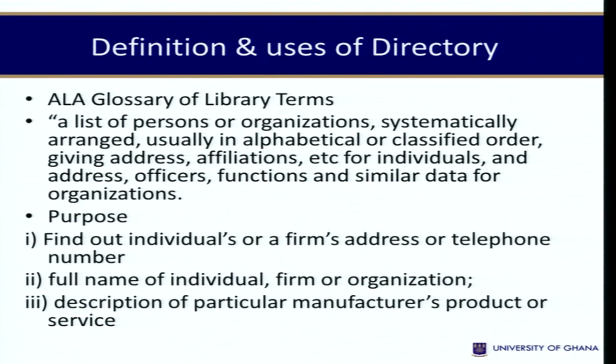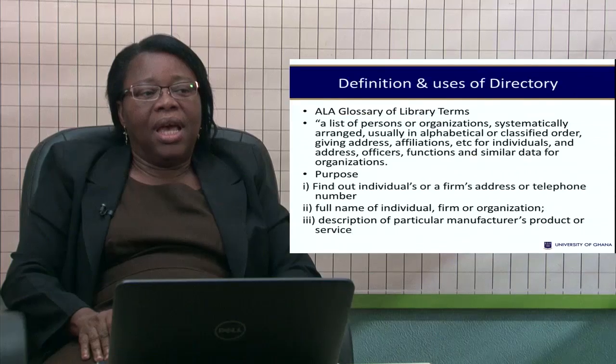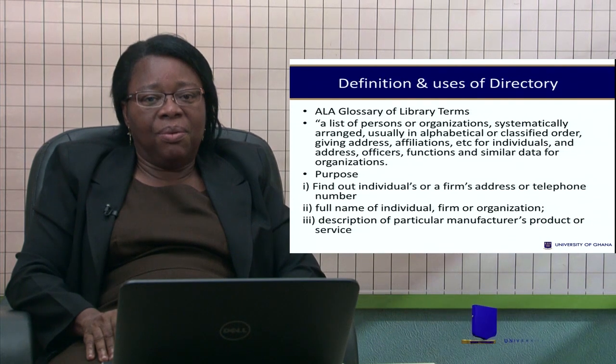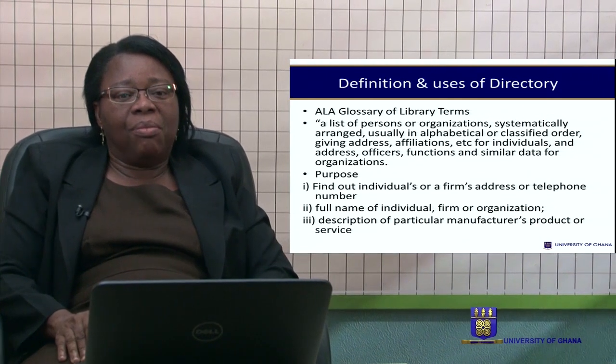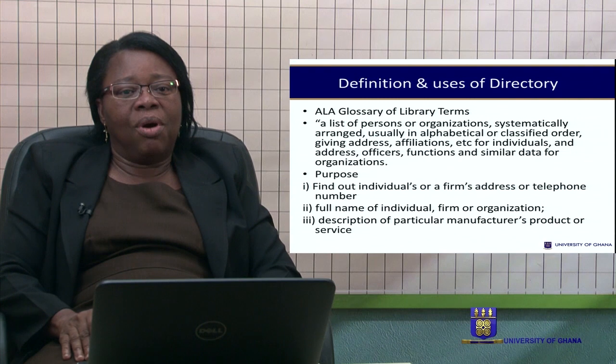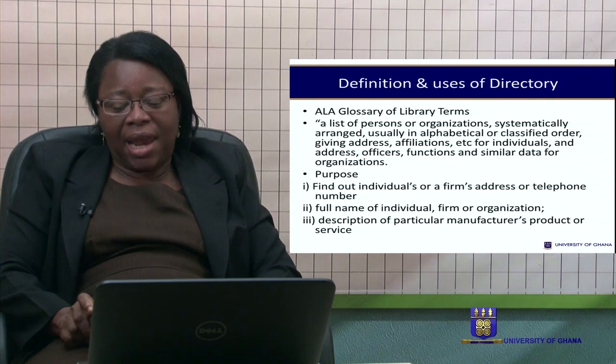For instance, you want to apply to a particular organization, but you don't know the full name of the CEO or the chief executive officer. Now, if you address them by Mr. Mensah, there could be several Mensahs in the office. But if you get the correct title, Mr. Eric Mensah, it goes to the CEO. And you can get that information about the full name of the individual from a directory.